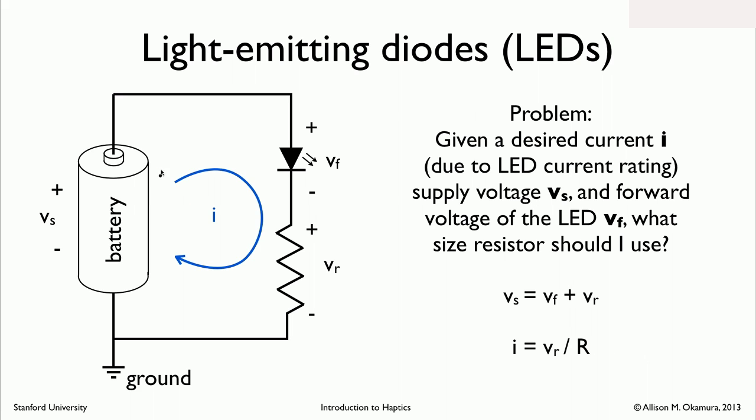And again, because this is a very simple circuit, there's only one loop, all the current has to be flowing here. And so the current that flows through the resistor is the same current that flows through the diode. So if you specify a current that's going through the resistor, then you know that that same current rating is going to apply to your LED.